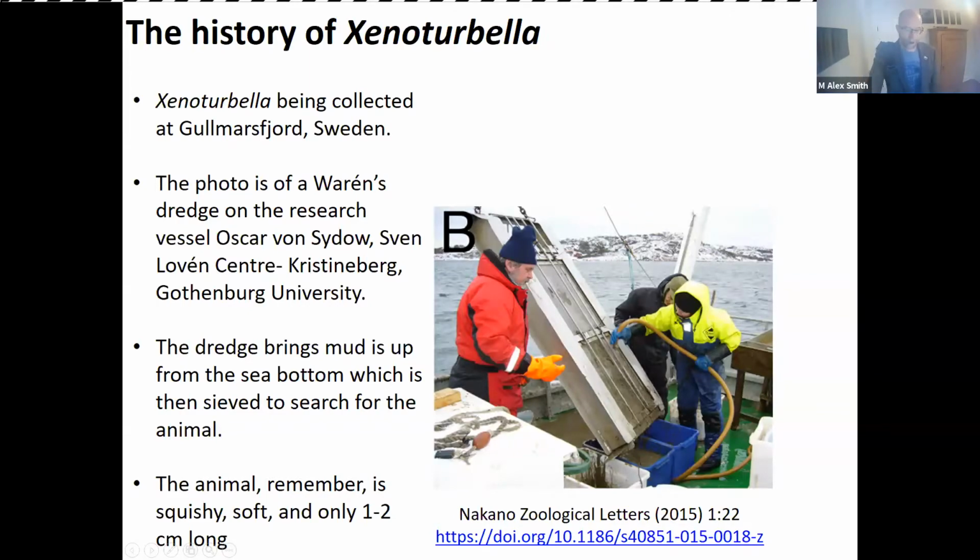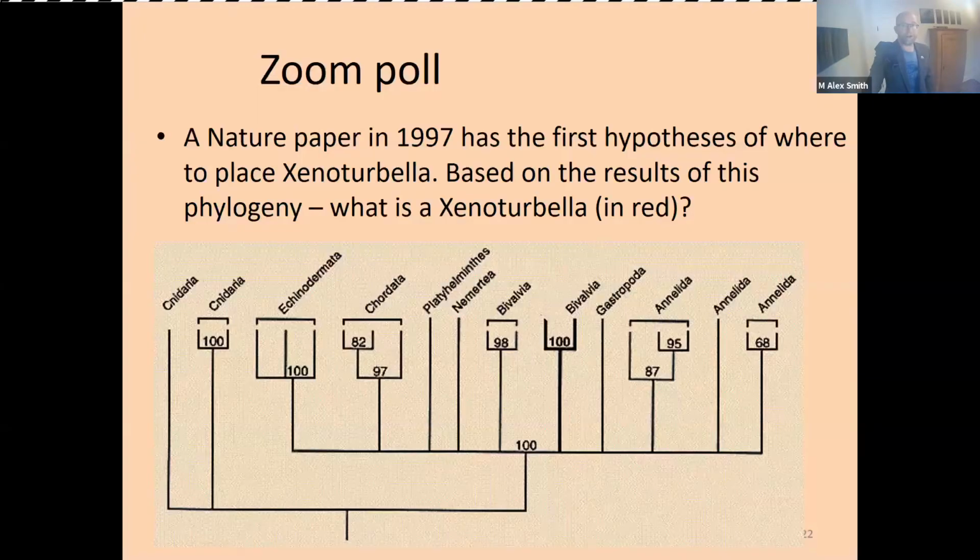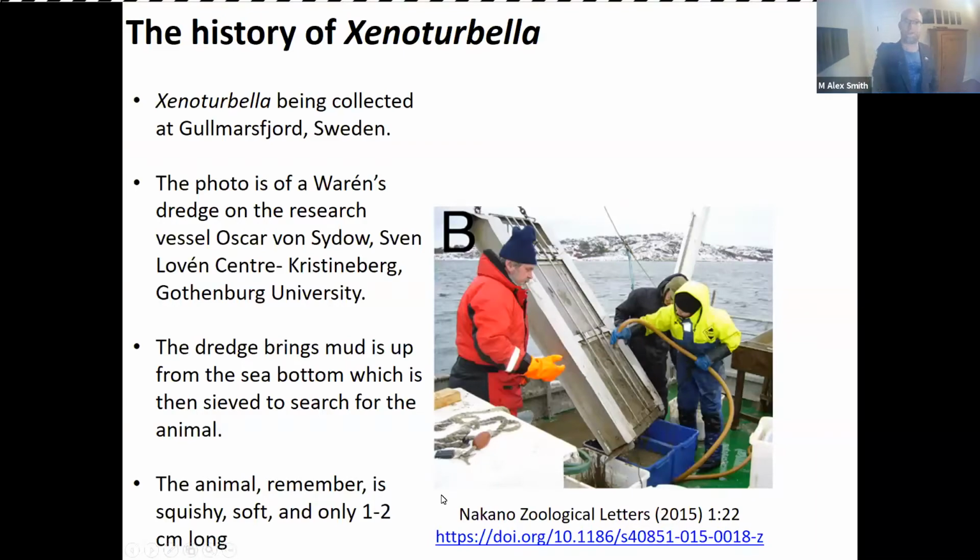Now, I'm going to ask you a question next in a Zoom poll. Now, I'm going to back up for a second. This is how we've seen them to date. Just like we talked about ctenophores, they're hard to preserve and they're hard to get DNA from because they're soft-bodied and because historically we preserve things in formalin, which is very bad for the preservation of DNA.